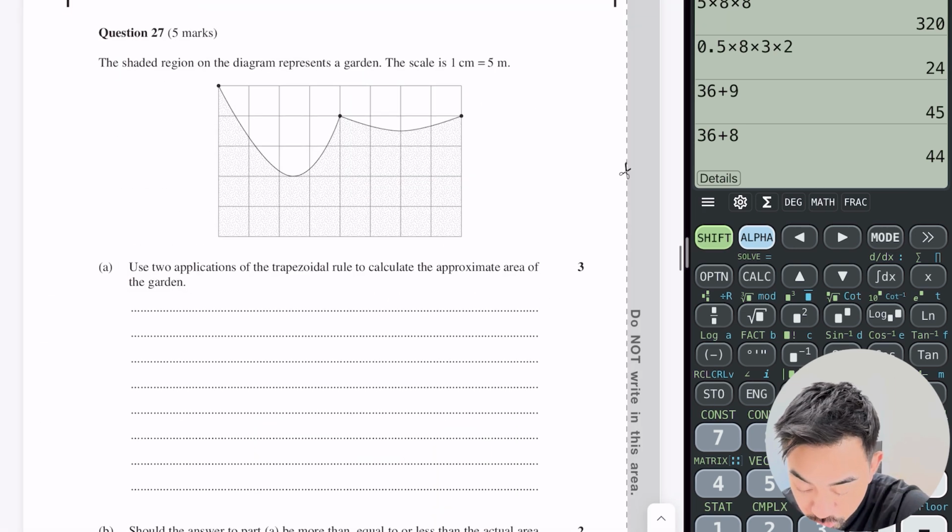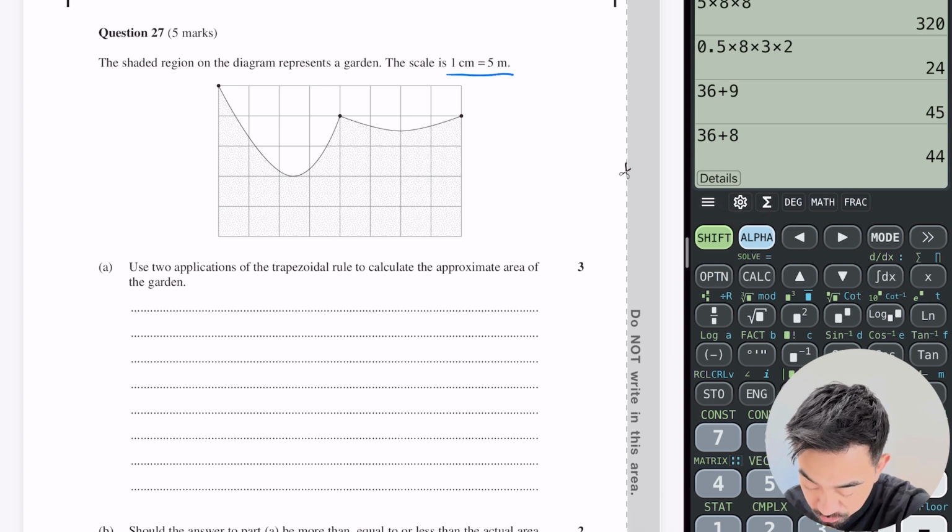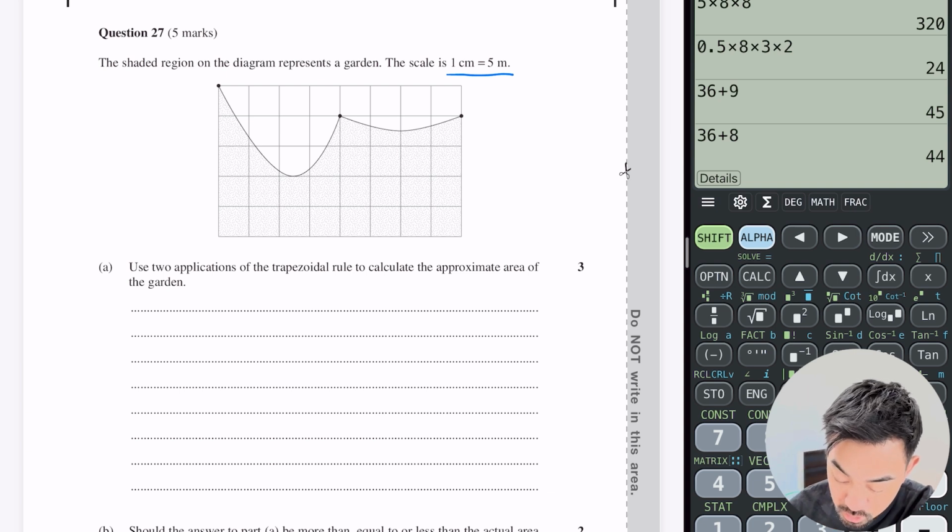Question 27. The shaded region on the diagram represents a garden. The scale is 1 centimeter to 5 meters. Use 2 applications of the trapezoidal rule to calculate the approximate area of the garden. All right, so these squares are 1 centimeter and they represent 5 meters. So what's that? 5, 10, 15, 20, 25. So that's 25 meters.